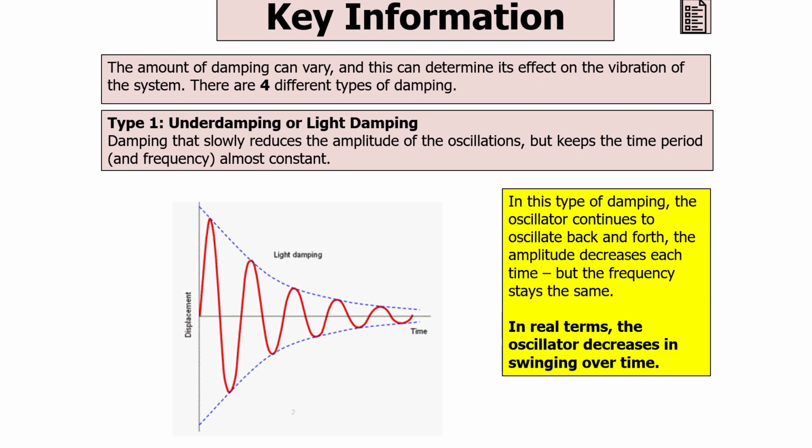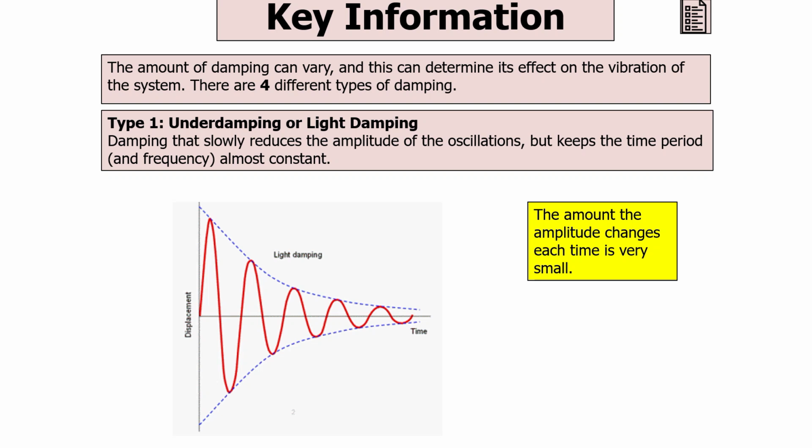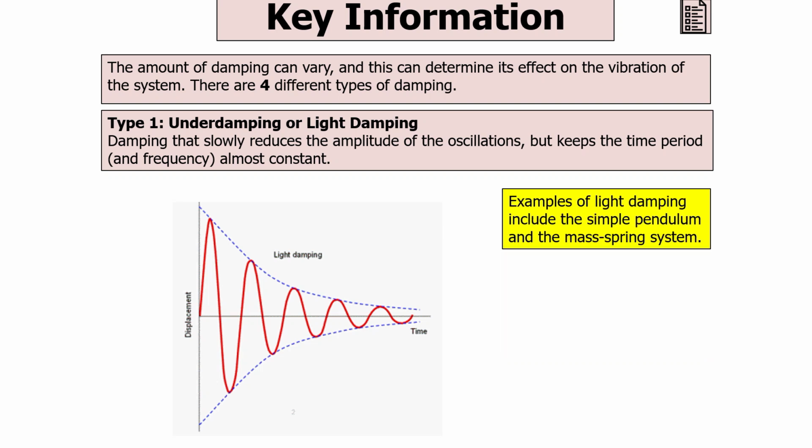So we can say that the dampening effect here is very gradual, that the amount the amplitude changes each time is very small. So we can see that straight away. Now, many systems are underdamped and oscillate whilst their amplitude decreases exponentially, such as the mass oscillating on a spring. So the dampening might be quite small, but eventually the mass comes to rest. Examples of light dampening include the simple pendulum and the mass spring system.